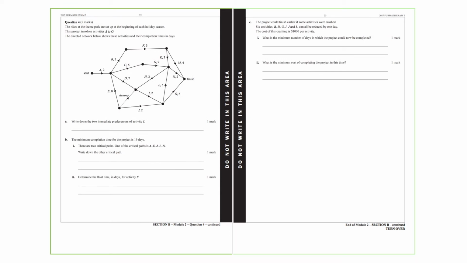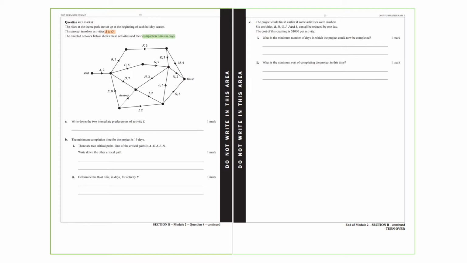Question 4. The rides at the theme park are set up at the beginning of each holiday season. This project involves activities A to O. The directed network below shows these activities and their completion times in days.